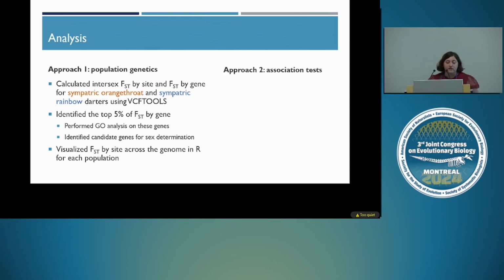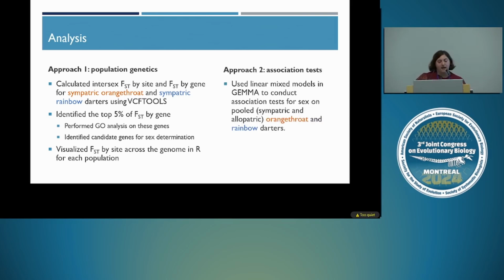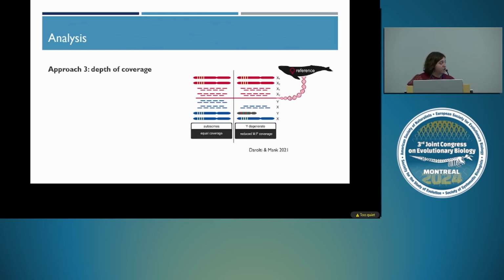We then did association tests, so we just did linear mixed models in GEMMA, and this was for pooled populations for sample size reasons. We then took a depth of coverage approach in the sex determining regions where females have, for example, XX, whereas males have XY. We expect differences in coverage in that area between males and females.